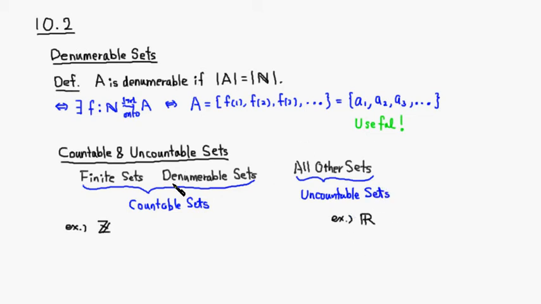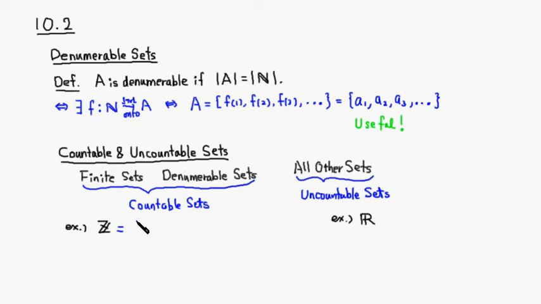Let's look at an example. Let's look at the set of all integers. Is it countable or uncountable? As it turns out, this is a denumerable set, which means that it's a countable set. Remember the characterization of a denumerable set: if you can list it as first element, second element, third element, and so on, then it is a denumerable set.